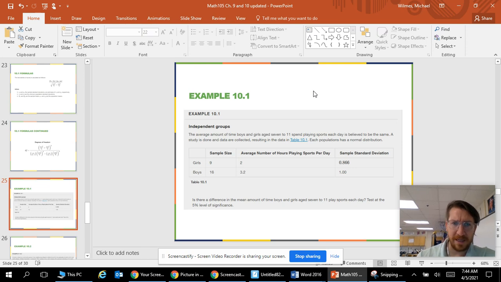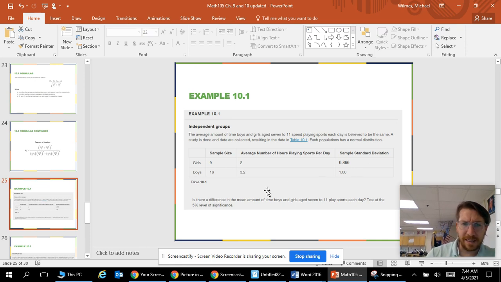All right, so pretty small sample size here. If the sample size is below 30, they told us it's a normal distribution, so we would need to prove that it's a normal distribution if they didn't tell us that. So sample size of 9 and 16. So the 9 girls, they spent 2 hours just playing sports. The boys spent 3.2. It's a pretty big difference there. The sample standard deviation tells us how spread apart the data is. So 0.866 over here and 1 for the boys.